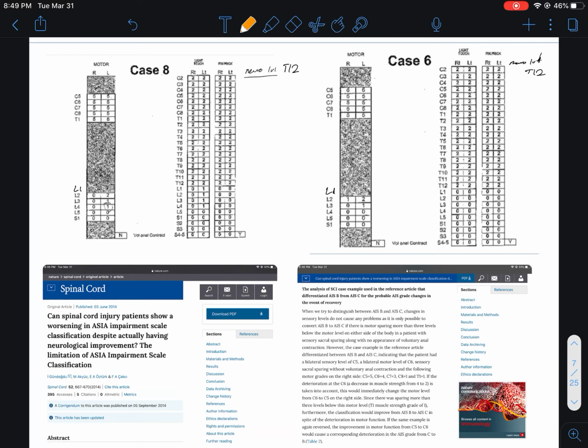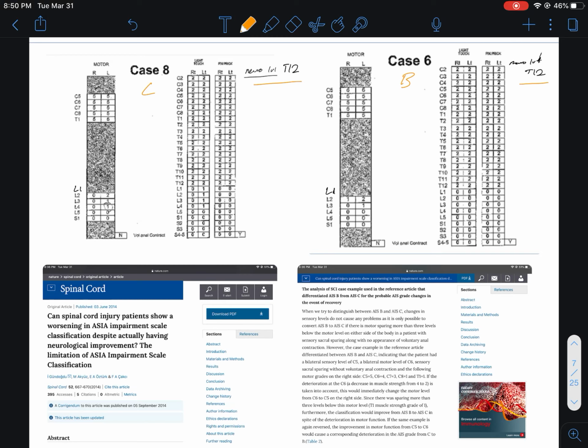If we look back at today's earlier PowerPoint at case 8 and case 6, we determined that for both of these cases, their neurological level is T12. The only difference between them is their ASIA impairment scale, whereas case 8 is ASIA C and case 6 is ASIA B. Now here's where our main problem is. How do we determine this ASIA impairment scale?